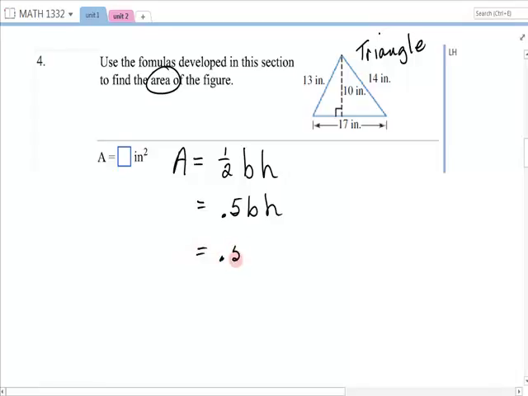So it is 0.5. The base of the triangle is 17 inches. What's the height of the triangle? 10 inches. It has to be perpendicular to the base. The height must be perpendicular to the base. So I'm going to multiply 0.5 times 17 times 10, and I get 85. And what are the units? Inches square or square inches.